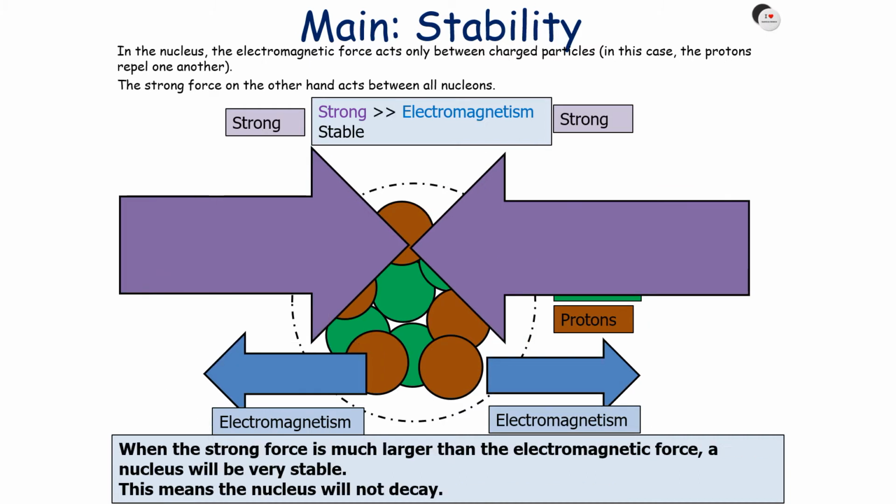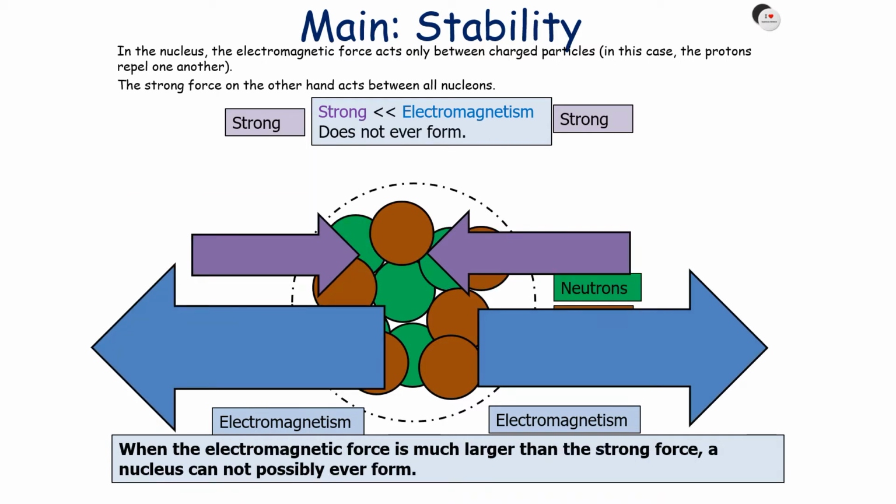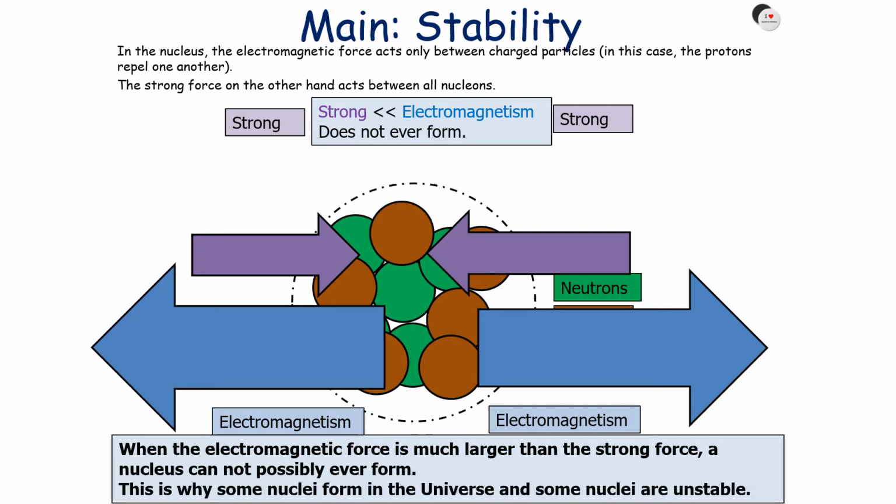So when the strong force is much larger than the electromagnetic force, a nucleus will be very stable and will not decay at any point. Whilst if the electromagnetic force was stronger than the strong interaction, well then the nucleus could never possibly form, because it would just be repelled and would blow itself apart. So this is the reason why there are some stable nuclei in the universe, some unstable nuclei, and some nuclei configurations that just never form.